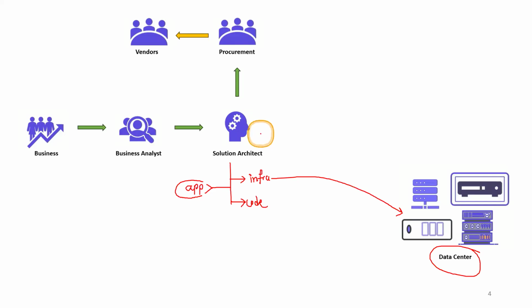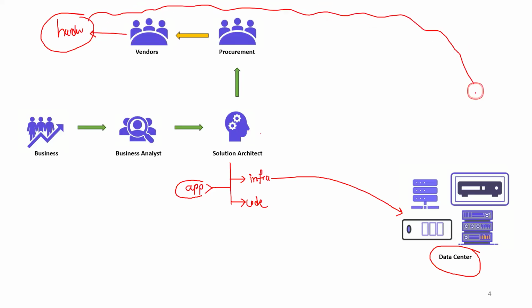Now the procurement team connects to the vendors team. Now the vendors team will purchase the entire hardware, and they're going to deliver it to the data center. So this is what happens, guys. Whenever there is a request from the solution architect, the procurement team connects with the vendors team, the vendors team purchases the entire hardware, and they deliver it to the data center.